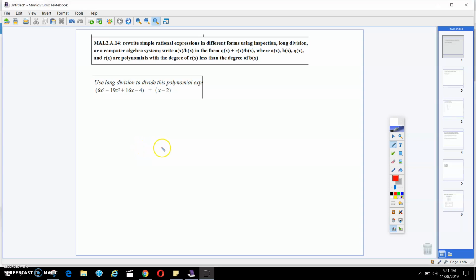Alright guys, so this is AKS 14. This has synthetic and long division. And you can do this problem actually two different ways. I'm going to show you both ways just so you can get a feel for how they connect.